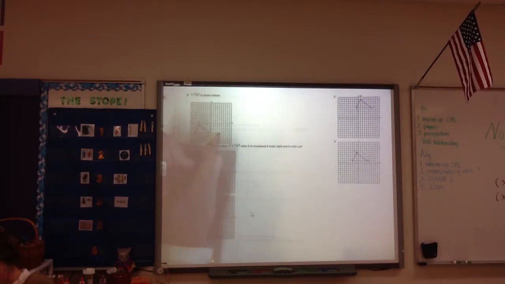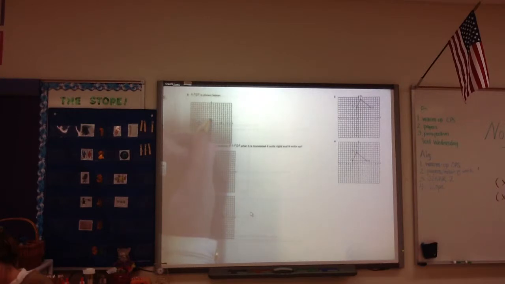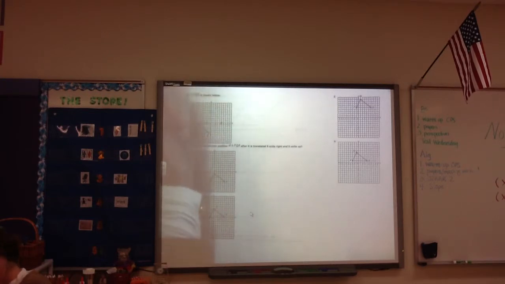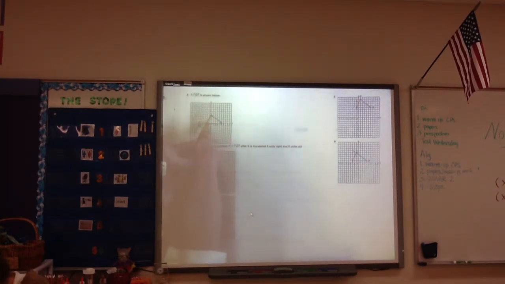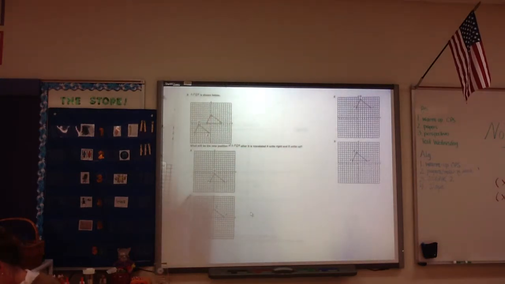1, 2, 3, 4, 5, 6. 1, 2, 3, 4, 5. I do the same for each of the other points. Then all I have to do is find my point. Make sure that I find the answer choice that has these 3 points on it. And that would be answer choice B.